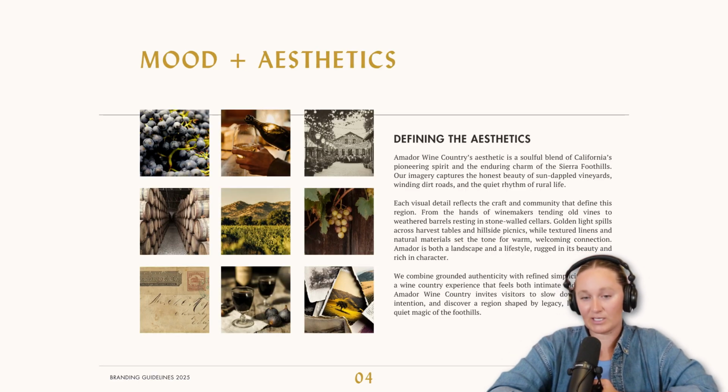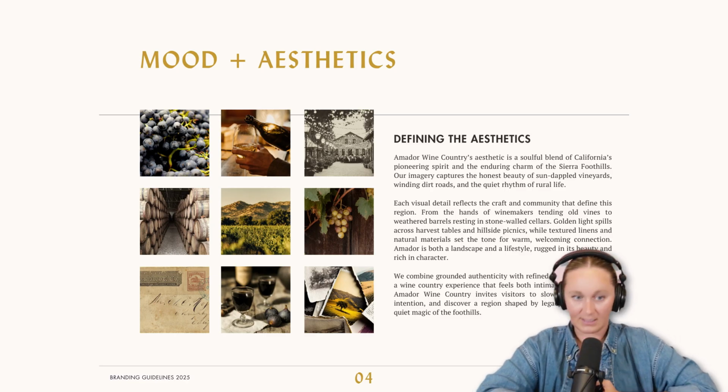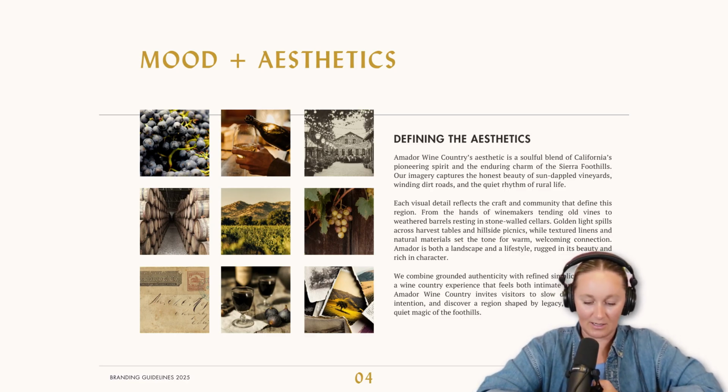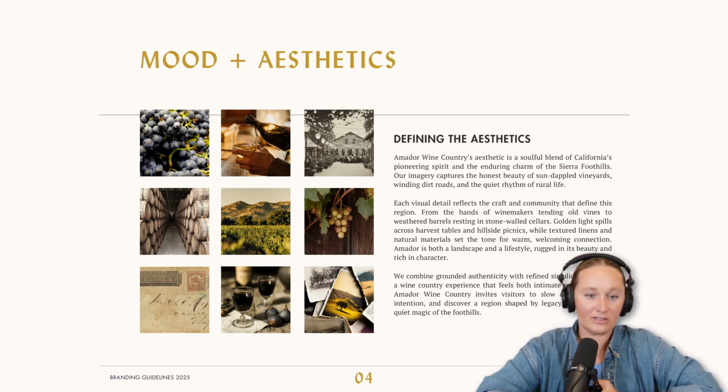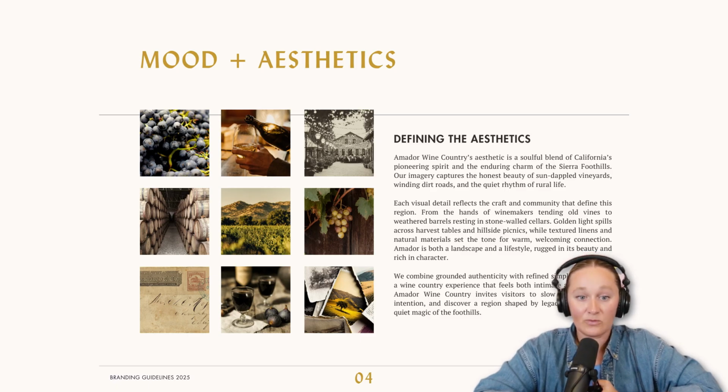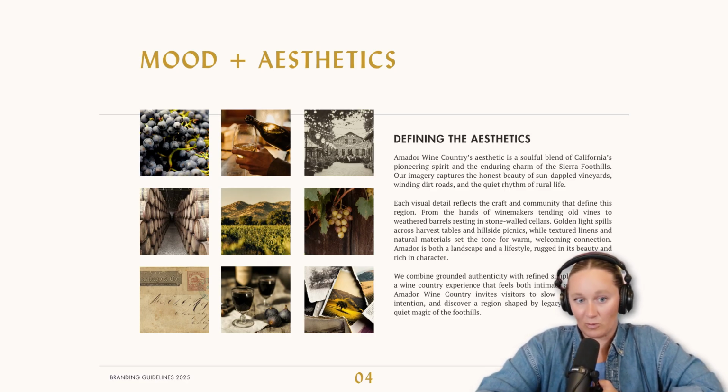The next page gets us into the mood board and the aesthetics. Mood boards for us is a grid of 9 images that could be textures, photography, illustration, etc. And what we do as the write-up alongside the mood board and aesthetics is really describe why we've defined the aesthetics in this way. So I'm going to use this example of Amador Wine Country.